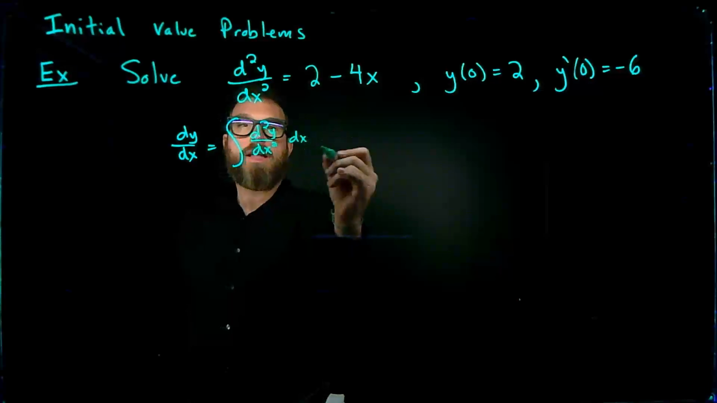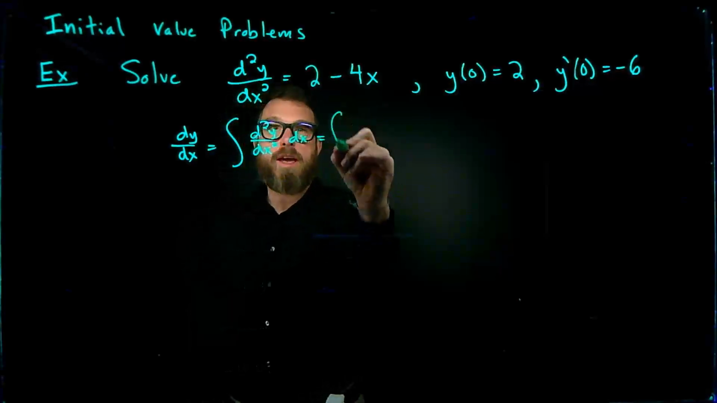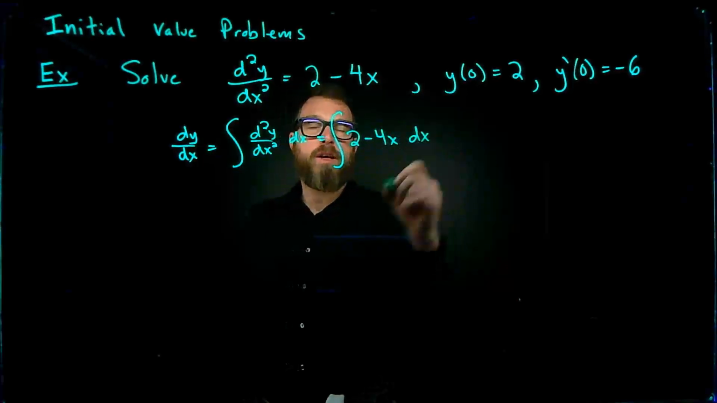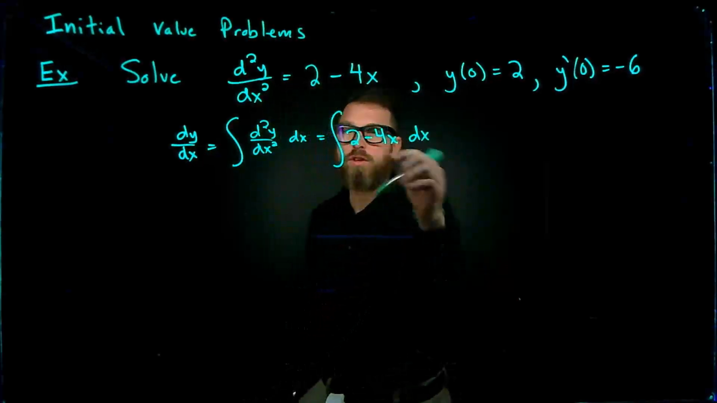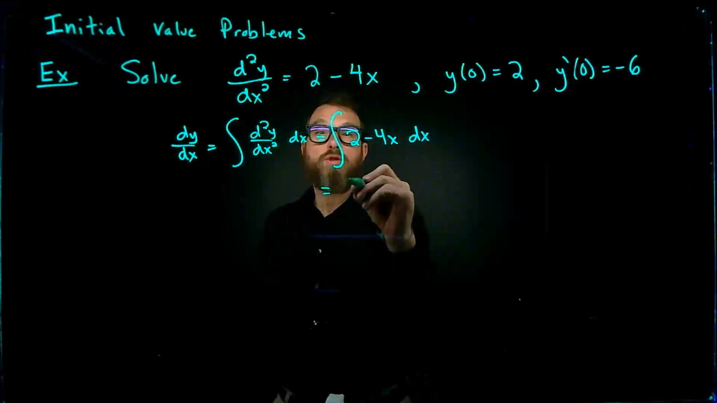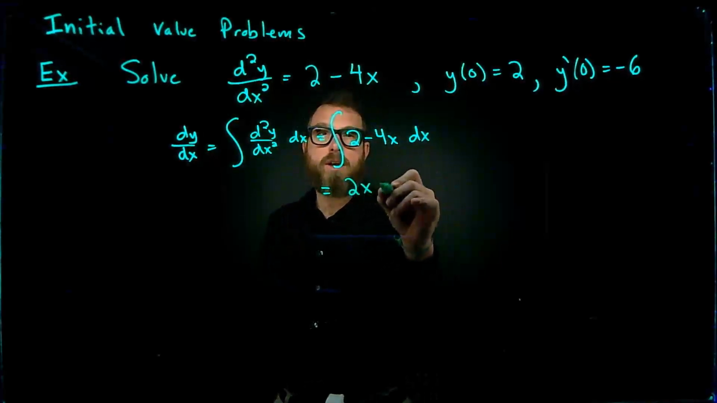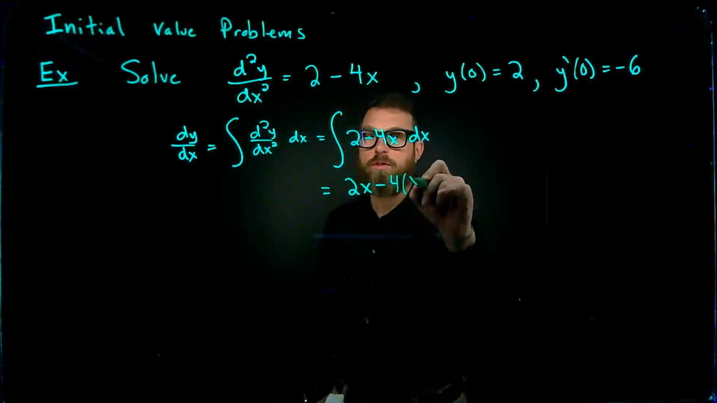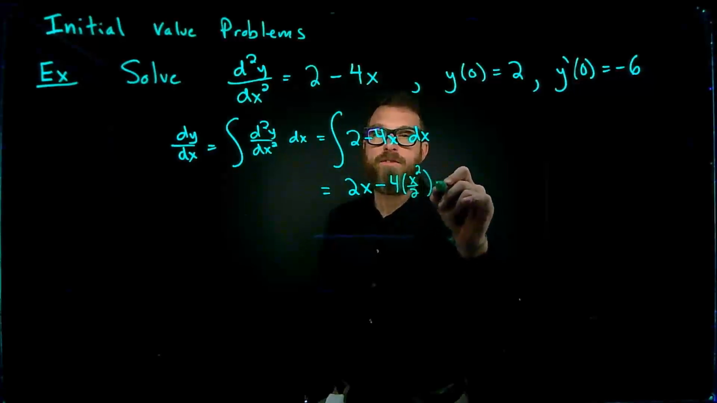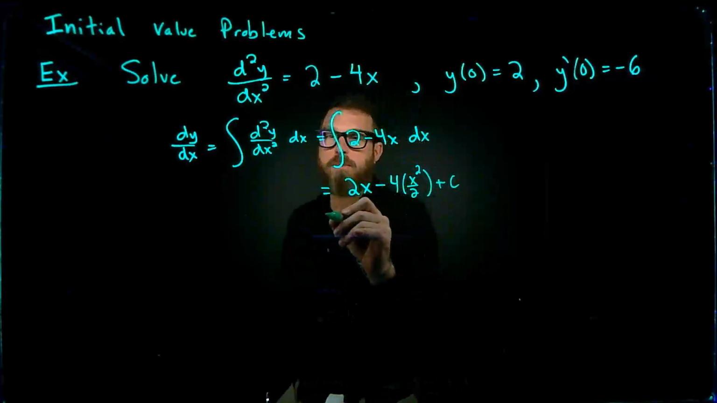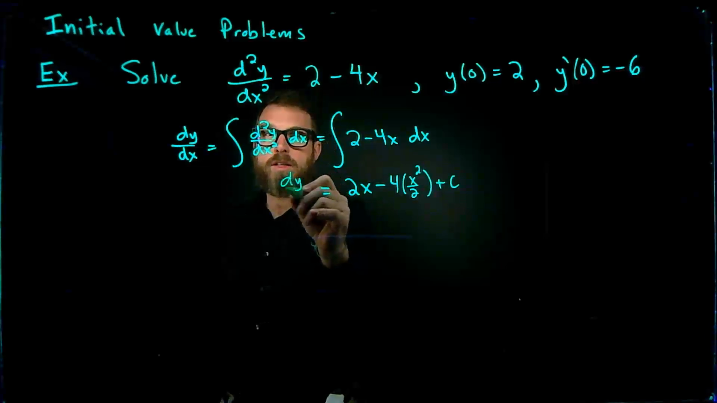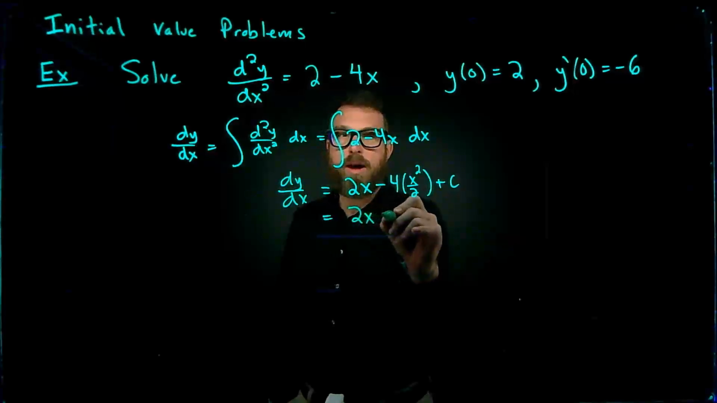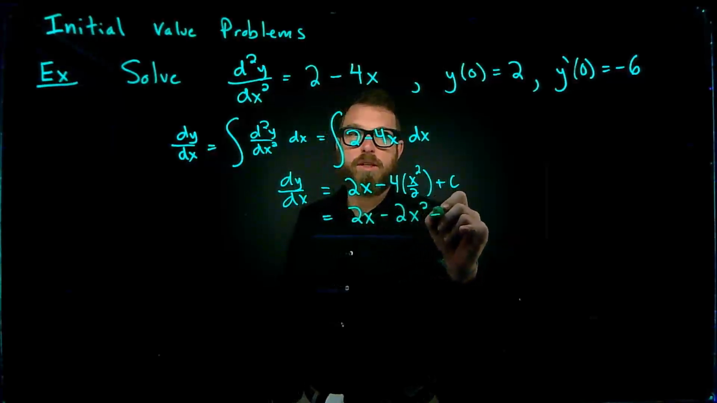with respect to x. And that, of course, is going to give us the antiderivative of this 2 minus 4x dx. And then the antiderivative of 2 is going to be equal to 2x. So this is going to be 2x minus, the antiderivative of this is going to be negative 4 times x squared over 2. And then finally plus our c. So I can simplify this to say that dy/dx is equal to 2x minus 2x squared plus c.